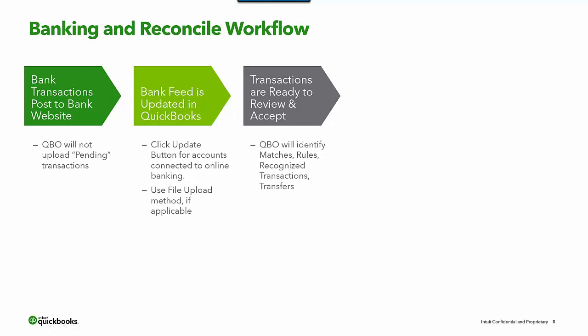So QBO is going to look at those transactions, see if it finds a match. If it doesn't find a match, it looks to see if you have any custom rules that you set up. And if it doesn't find a match or a rule, it makes some assumptions based on what you've done in the past. So if I told it that Starbucks is a travel meal, the next time a transaction comes through from Starbucks, it's going to make that travel meal as a suggested category. And it'll also look at transfers as well and identify those.